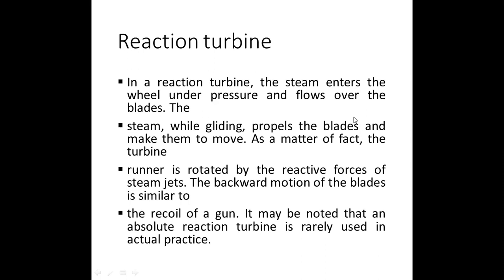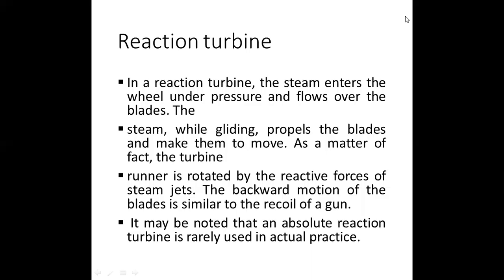In a reaction turbine, the steam enters the wheel under pressure and flows over the blades. The steam, while gliding, propels the blades and makes them move. As a matter of fact, the turbine runner is rotated by the reactive forces of steam jets. The backward motion of the blades is similar to the recoil of a gun. It may be noted that an absolute reaction turbine is rarely used in actual practice.